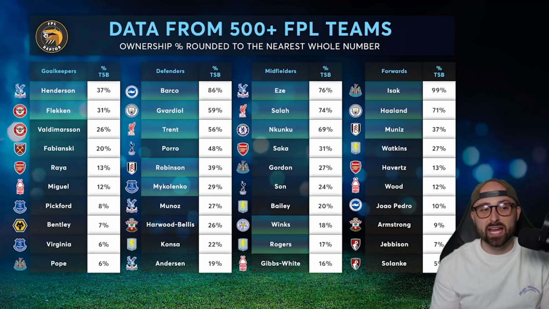You can then see Pickford with 8%, Bentley, Virginia, 2 more forwards with 7 and 6, and then Pope with 6%. So it's definitely Henderson, Flecken, and then a few Rayas and maybe a few Nottingham Forest goalkeepers as well.